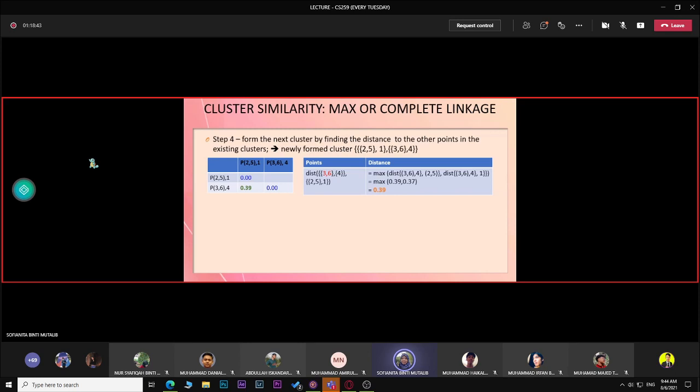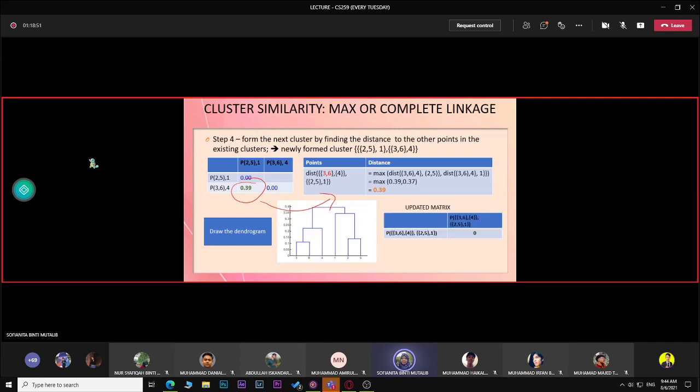Okay, and we need to get what will be the value here. It can be done like this. And we have to draw the diagram. And then finally we update the new cluster of all objects. And we get 0 here, so the process is terminated.